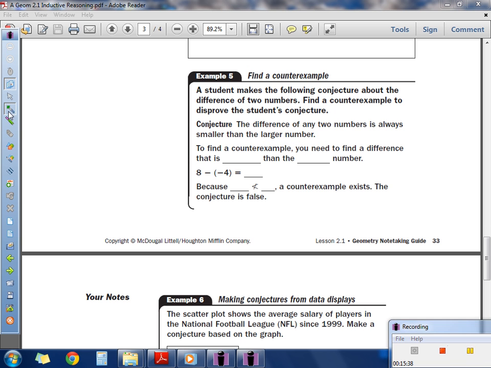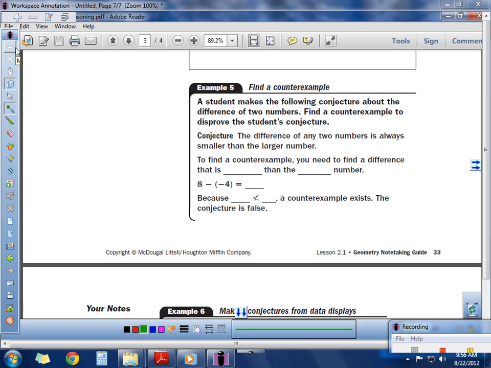Example 5 says that a student makes the following conjecture about the difference of two numbers. Find a counterexample to disprove the conjecture. First off, what does difference mean? Subtraction of two numbers. Okay, so that's pretty simple. They say the difference of any two numbers is always smaller than the larger number. Be careful on the wording here. Let's try to disprove them with some numerical examples. So we need to be subtracting any two numbers.